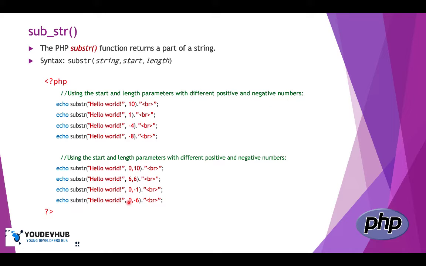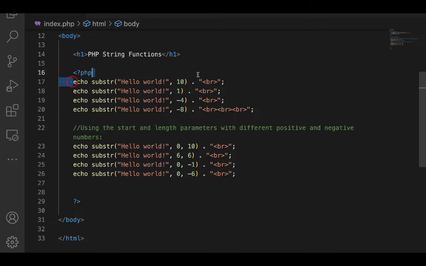Now we have the substring. The substring function returns a part of a string. It has the syntax substring, the string, the start, and the length. We are going to be using these following strings to echo out and see what we have from each different one. Line here, which is hello world, and we are having the starting.